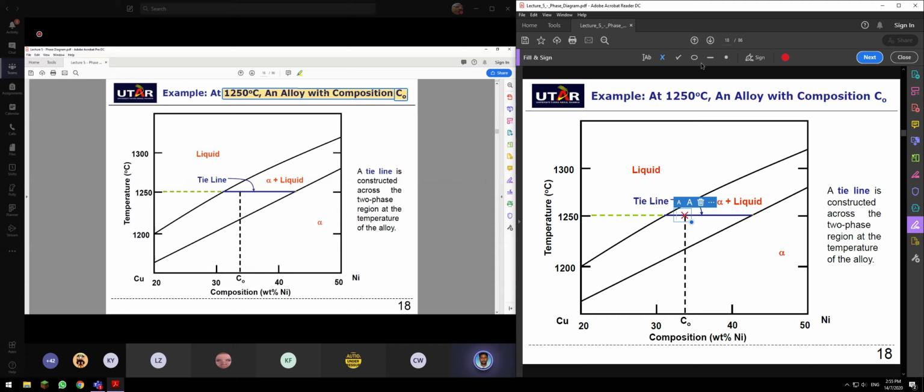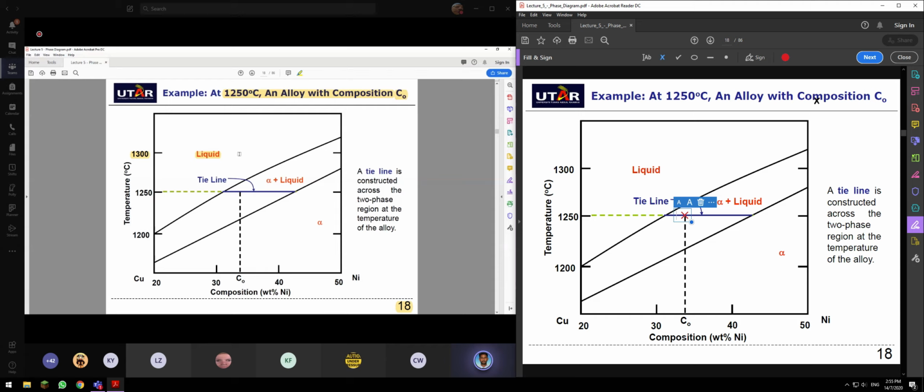An alloy with a composition of 63 weight percentage of nickel. What will be the phase? At 1300 degrees Celsius, at 65 weight percentage of composition, the alloy exists in this line. So it is in the liquid phase only. It's easy, right? So you said 100% liquid.